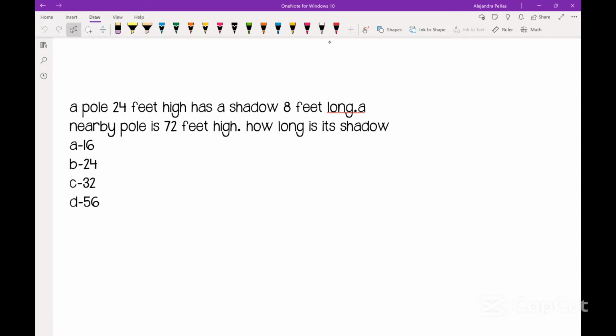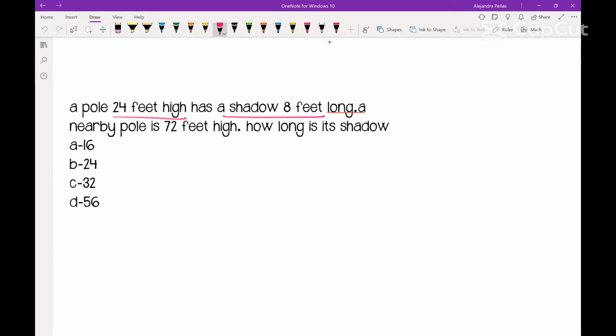Okay. A pole is 24 feet high, has a shadow that is 8 feet long. A nearby pole is 72 feet high. How long is the shadow? So here you have a proportion problem. In the first one, you have 24 feet high and the shadow is 8 feet long.